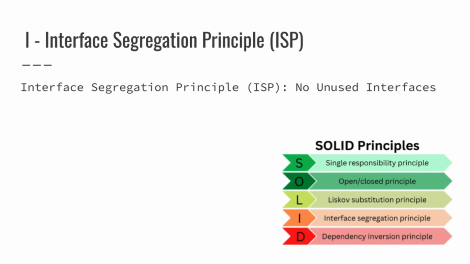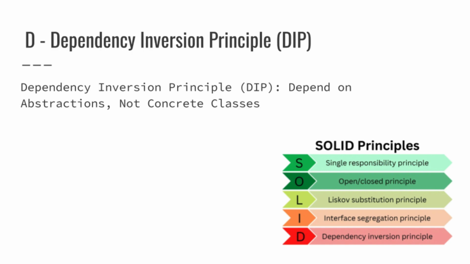The interface segregation principle is all about avoiding large, complex interfaces that force classes to implement methods they don't use. For instance, if we have an interface Printer with methods for print, scan and fax, a simple printer that only prints shouldn't need to implement scan or fax. Instead, we can split Printer into smaller, specific interfaces like Printable, Scannable and Faxable, so each class only implements what it actually needs. This makes our code cleaner and more efficient.